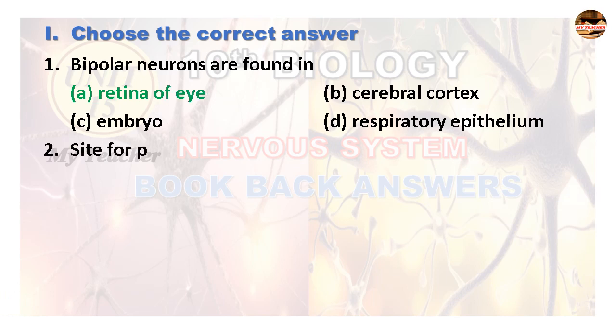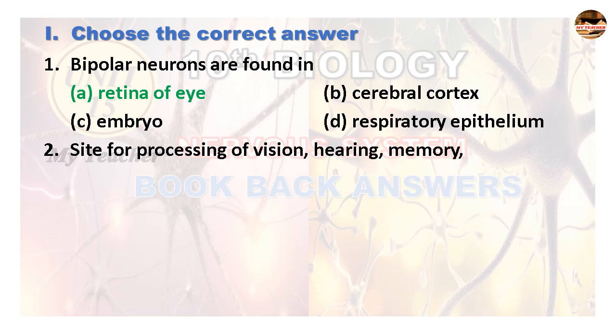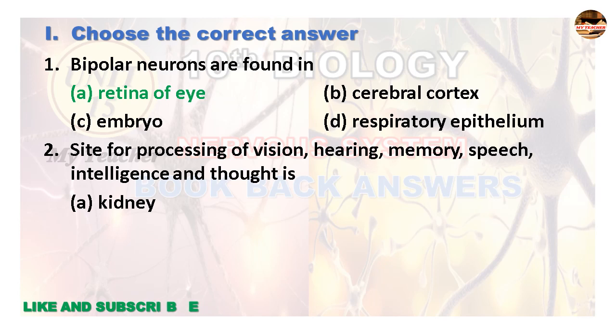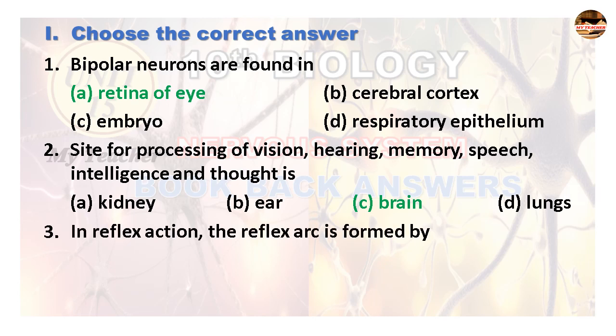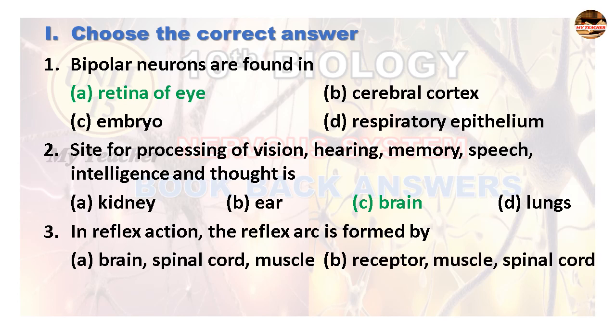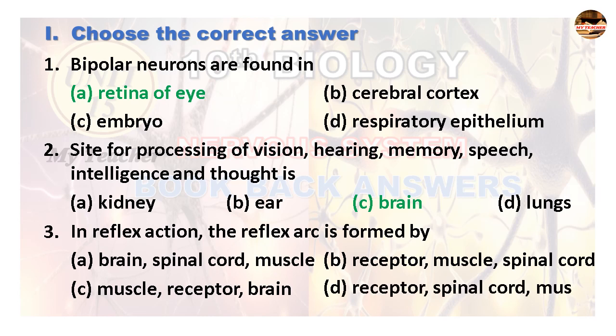Second one, site for processing of vision, hearing, memory, speech, intelligence and thought is kidney, ear, brain, lungs. Answer is brain. Third one, in reflex action, the reflex arc is formed by brain, spinal cord, muscle; receptor, muscle, spinal cord, muscle; receptor, brain, muscle; receptor, spinal cord, muscle. Answer is receptor, spinal cord, muscle.